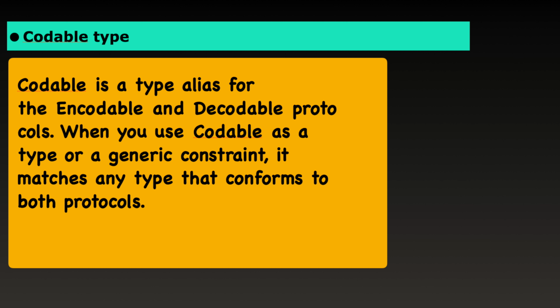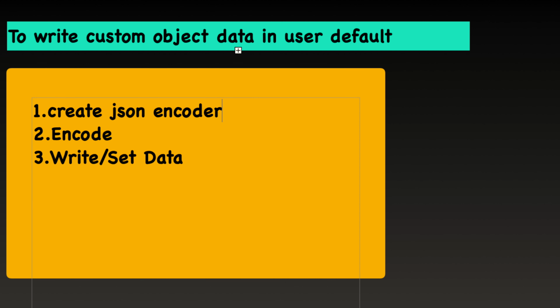So what we will do is convert our custom object to a data type. Before converting it to a data object, we will encode it, and we will put the data object in our user default. Now when we want to fetch our custom object, we will decode that data object and then fetch the result. So this is the way we are going to store a custom object in user default.